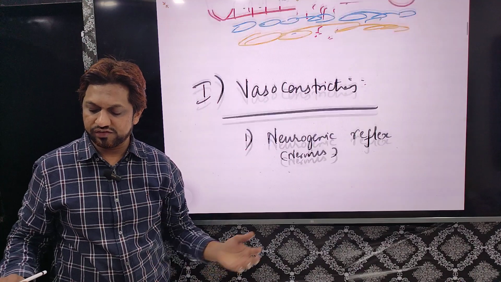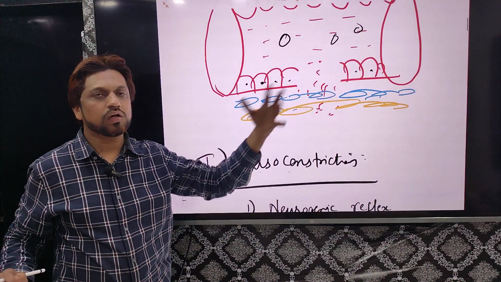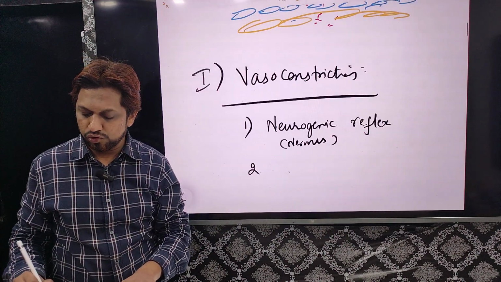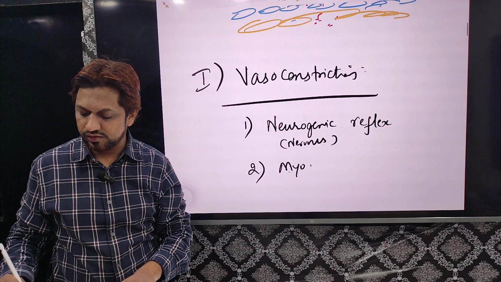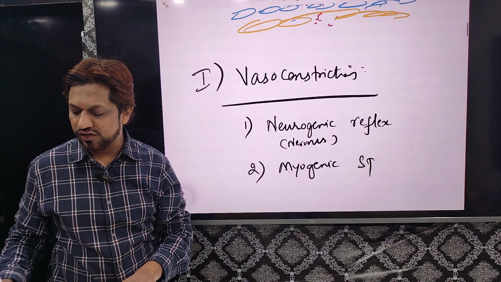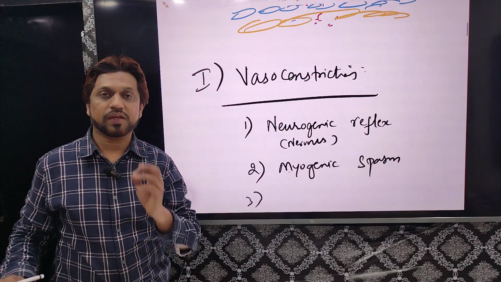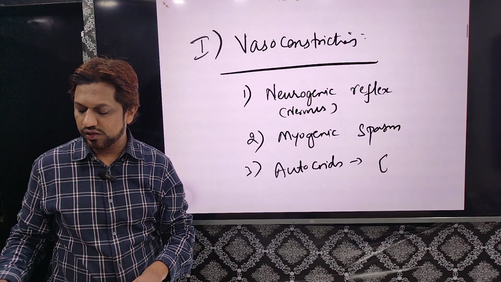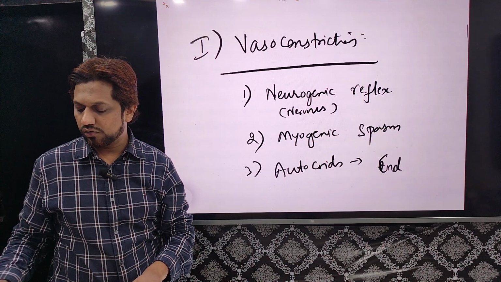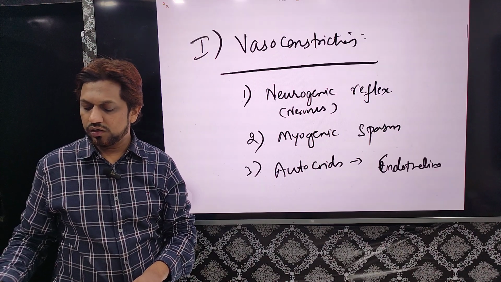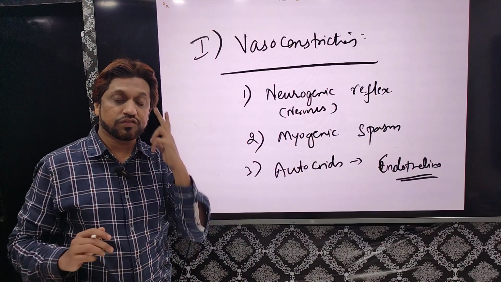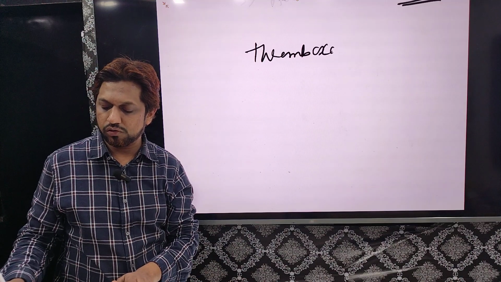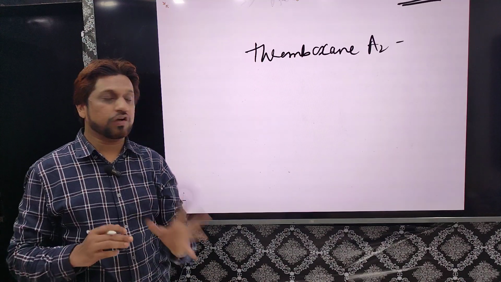Okay, so there are nerve endings here, and reflexly, by a nervous reflex, there is a vasoconstriction. Or there are smooth muscles present outside these blood vessels, so it can be a myogenic spasm. Or finally, some chemical substances, some autocoids like endothelin, can cause vasoconstriction, or substances released from the platelets like thromboxane A2.